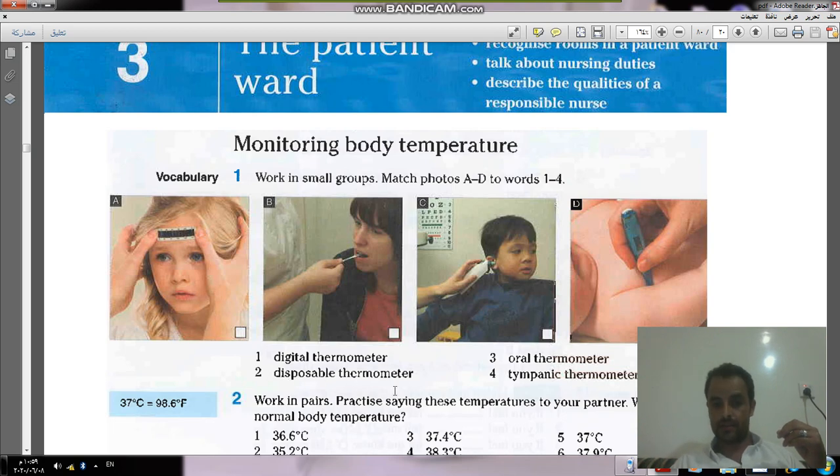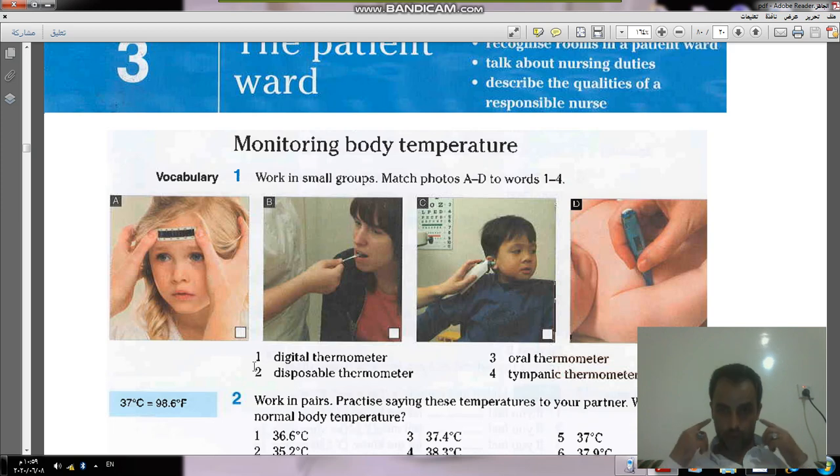disposable thermometer. And what's B? Oral. So what do we mean by oral? In the mouth here, oral thermometer. And C is tympanic thermometer. What about D? You still have one. That is digital thermometer. Now you can say A is number 2 and B is number 3 and C is number what? 4 and D is number 1.